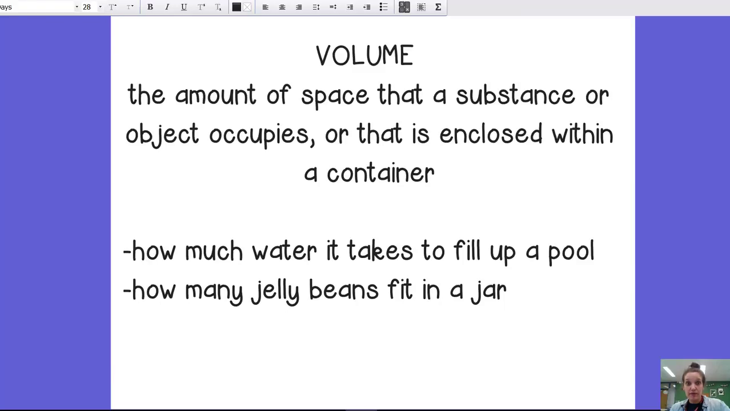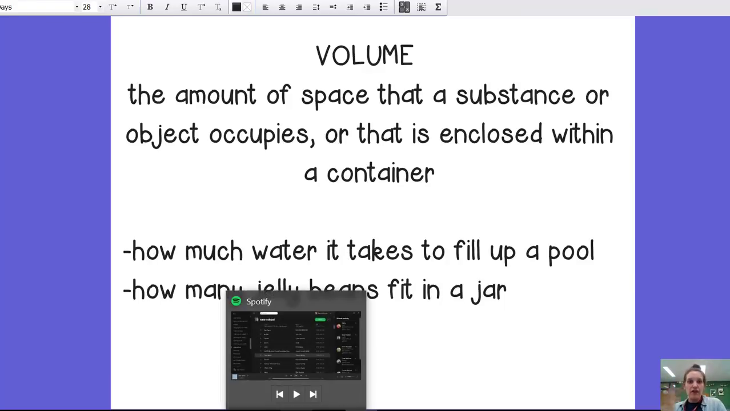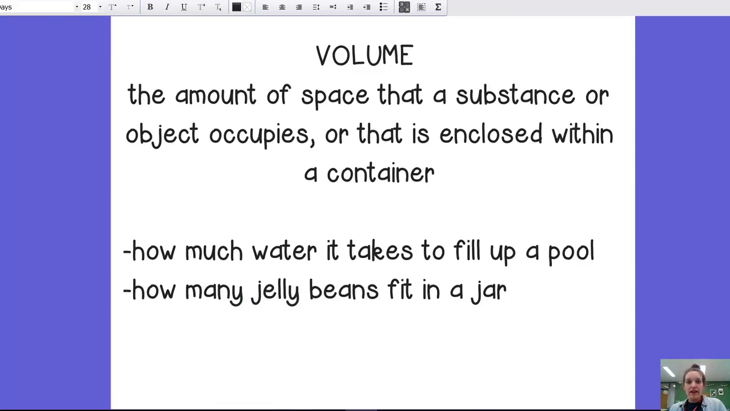So some real-life examples of volume would be if you were trying to figure out how much water it would take to fill up a swimming pool, how much water fits in the pool, or if you have a jar and you're trying to figure out how many jelly beans you can fit inside a jar. All of those are examples of volume. So how much space it occupies. So volume is three-dimensional.